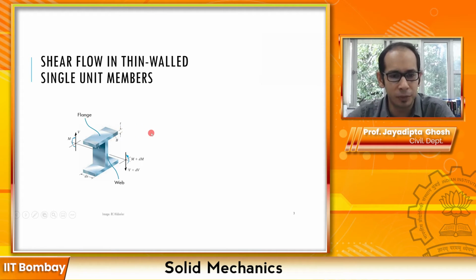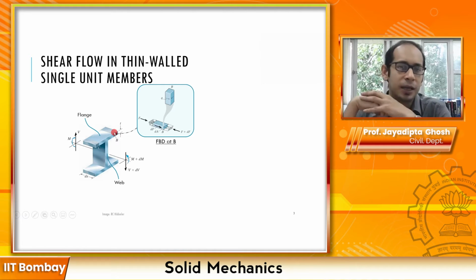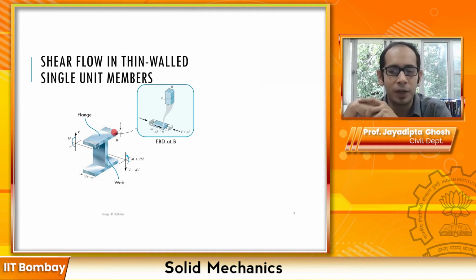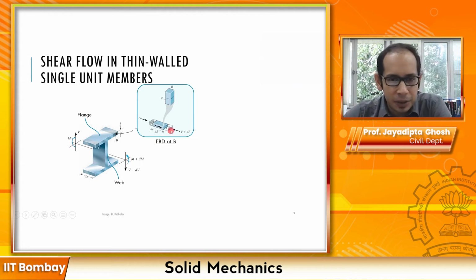Now for this member, if you write it out, this is essentially how it happens. If you take this particular section, because of sigma equals My by I, or (M plus dM) times y over I, maybe this is part of this entire triangular force that you have. Here you have F plus dF and here you have F over here.